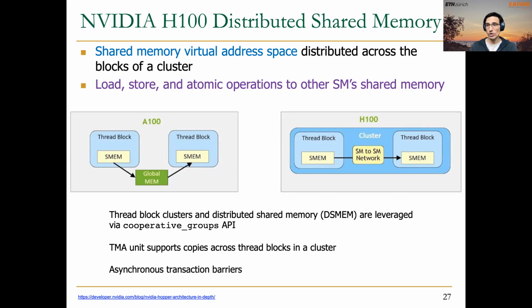The TMA unit, the Tensor Memory Accelerator unit, also supports copies across thread blocks in a cluster. And in order for a thread block to know that one of these copies is done, it's possible to use asynchronous transaction barriers.